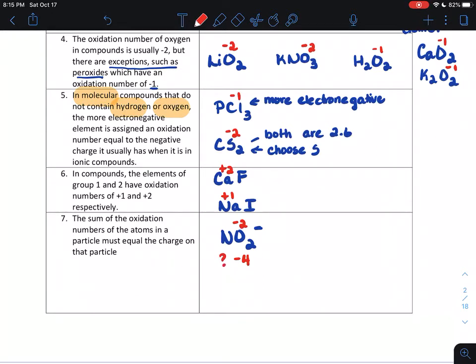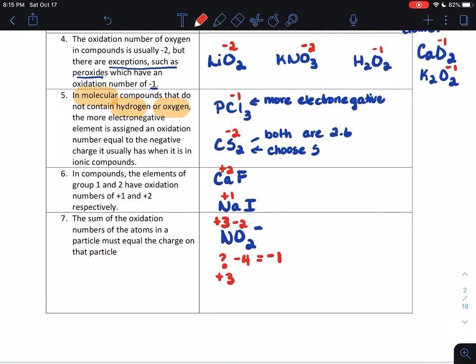Now, I don't know the oxidation number on this nitrogen. That's what I'm trying to figure out. But I do know that it's got to equal the charge. And do you see that the charge is -1? So basically, the number there has to equal -1. So whatever the number is, plus -4 must equal -1. And I hope that you guys could see that that's going to be +3. So +3 plus -4 equals -1. So the oxidation number of the nitrogen is +3.